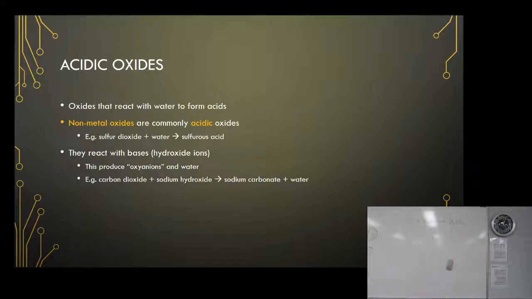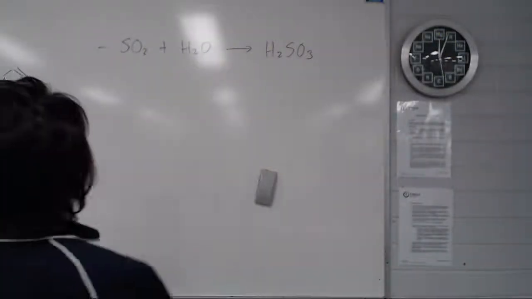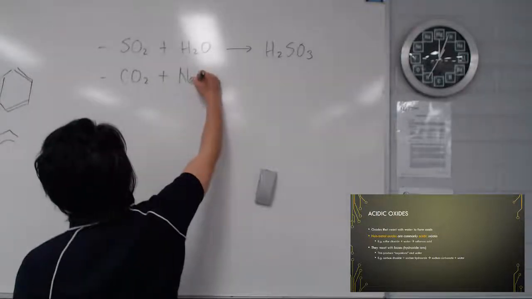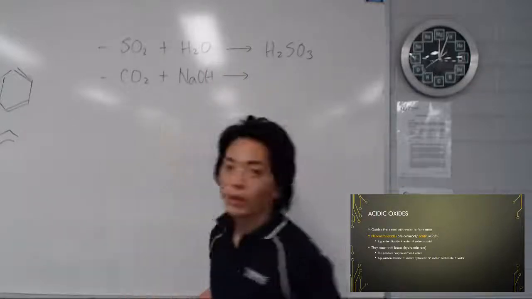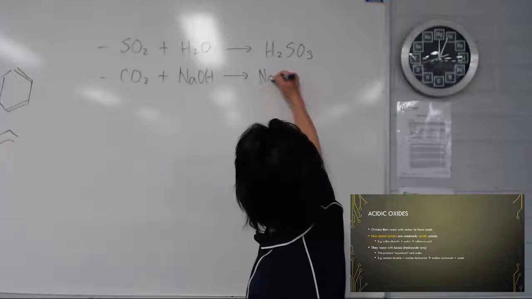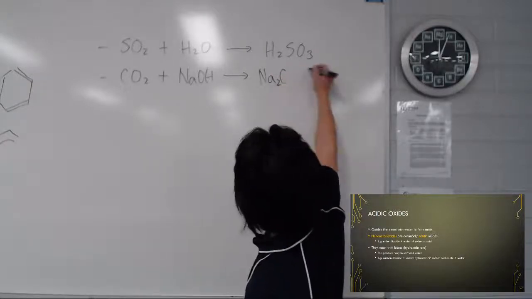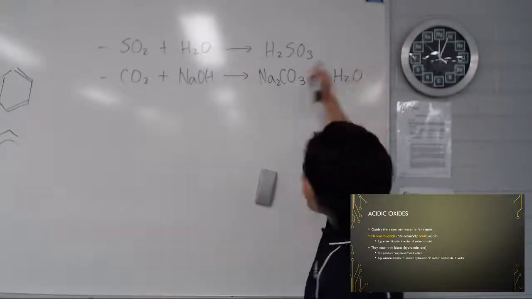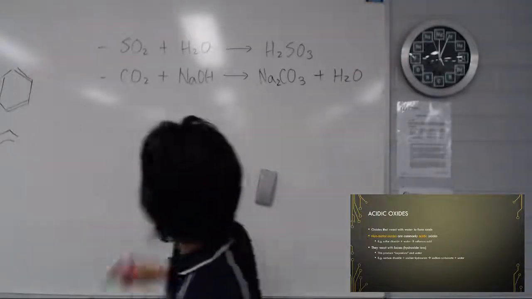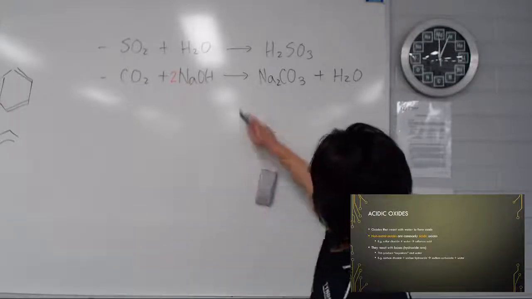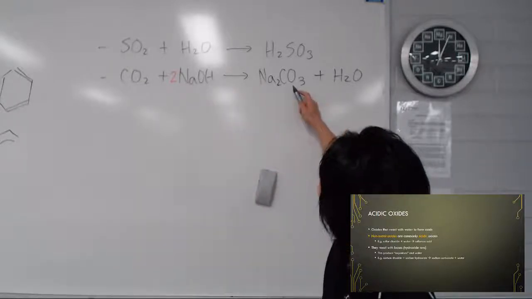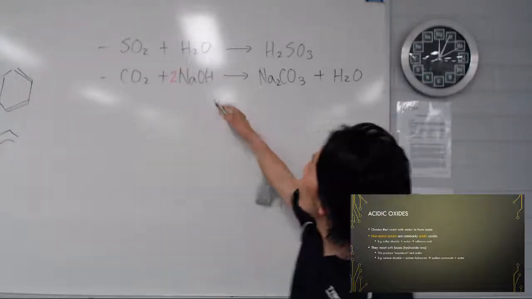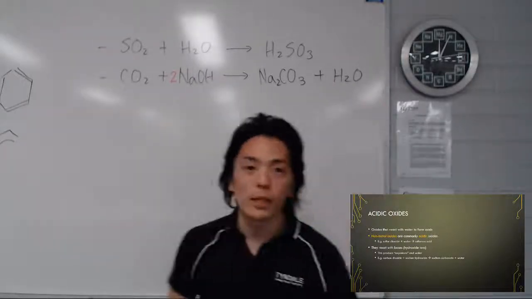So equation-wise, how does it look? Carbon dioxide reacting with NaOH will now produce Na2CO3 plus H2O. It's not balanced, so let's balance that. You would need 2 of NaOH for sure. There are 2 OHs, and there's 1 oxygen used up. There's a second one, so in total there should be 1, 2, 3, 4 on each side. I think that's all balanced now.